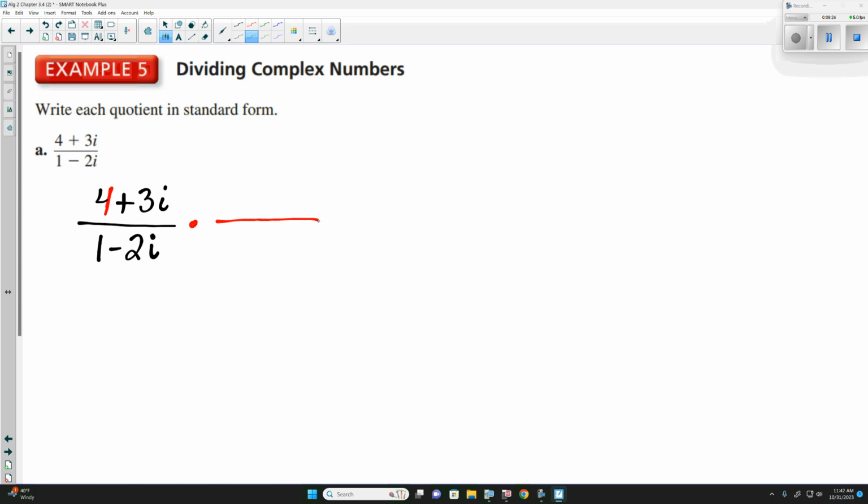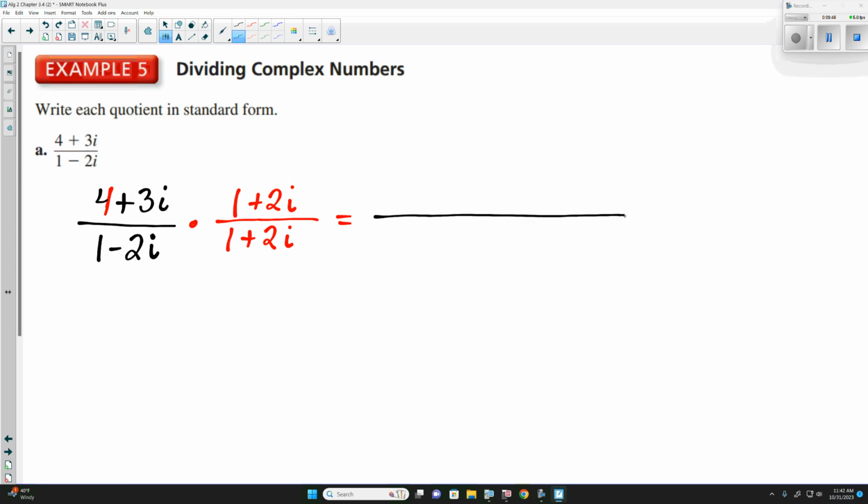Because what we're wanting to do is get i out of the denominator, the bottom of the fraction. Well, we've already seen that if I multiply by its complex conjugate, i goes away. It simplifies out. So if we do this by hand, we would multiply the numerator and denominator by the complex conjugate. So here would be 1 plus 2i.